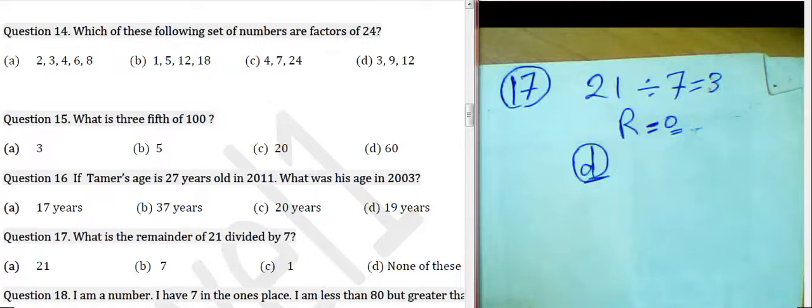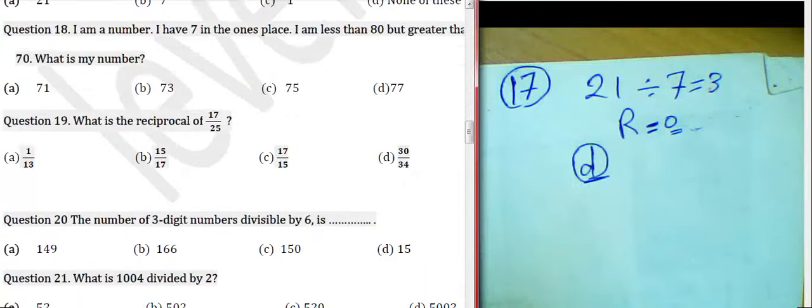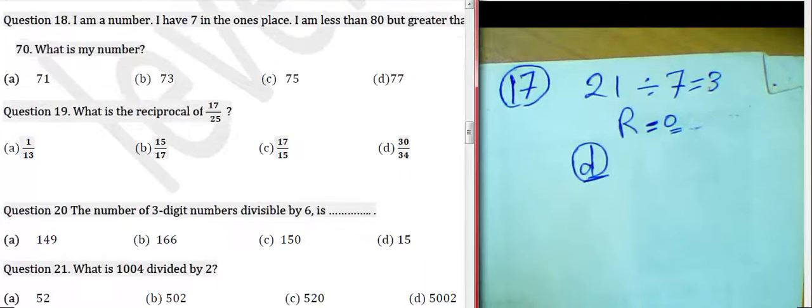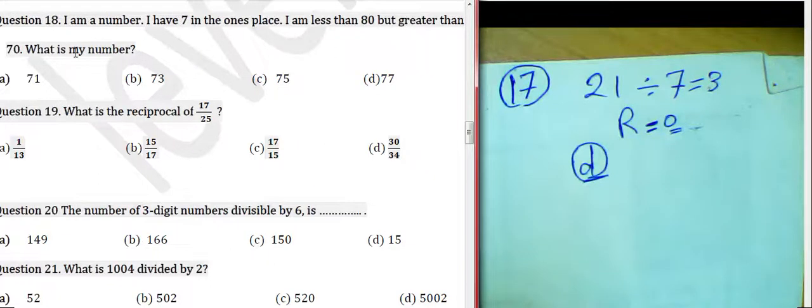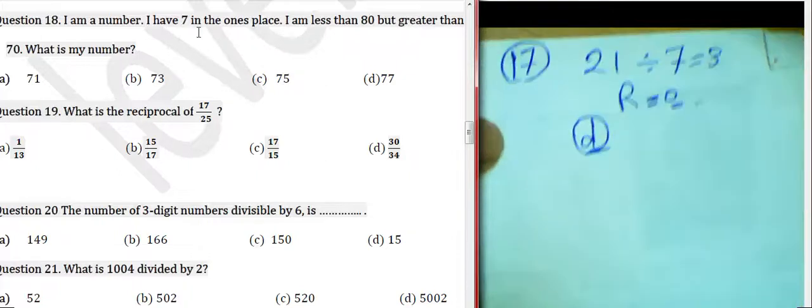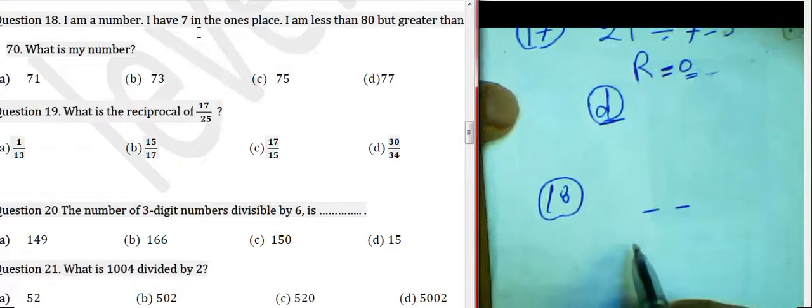What about question 18? I am a number. I have 7 in the ones place. I am less than 80, but greater than 70. Again, look at here. Question 18. It is about ones and tens.